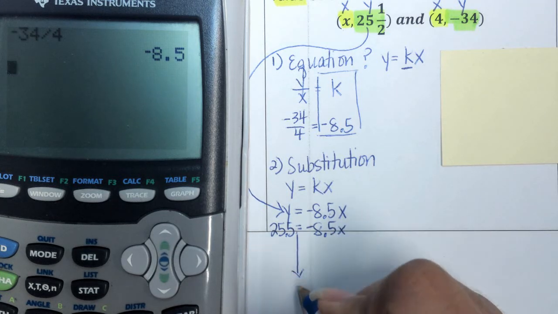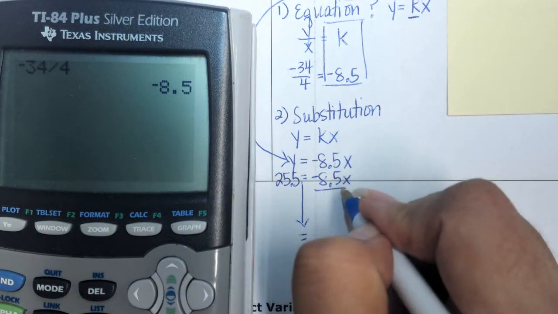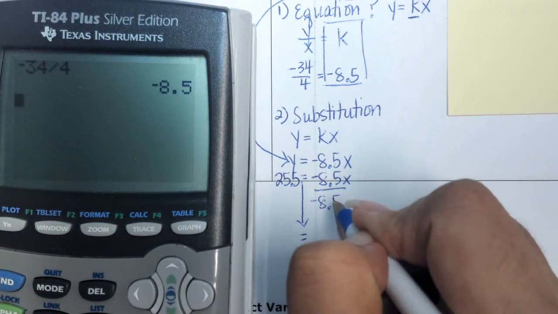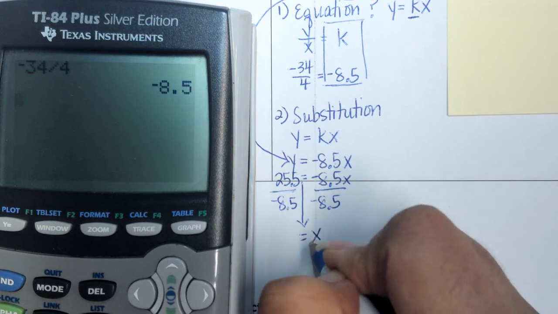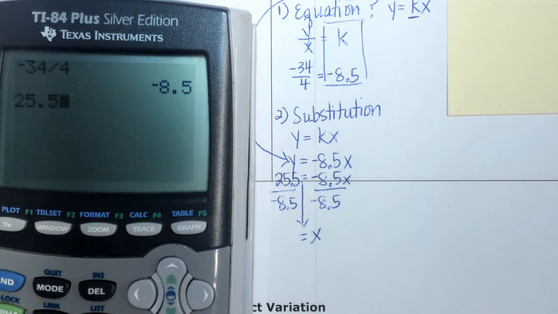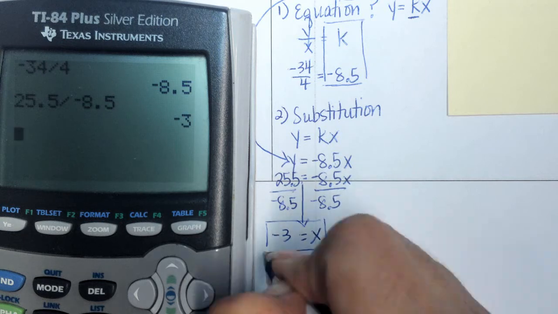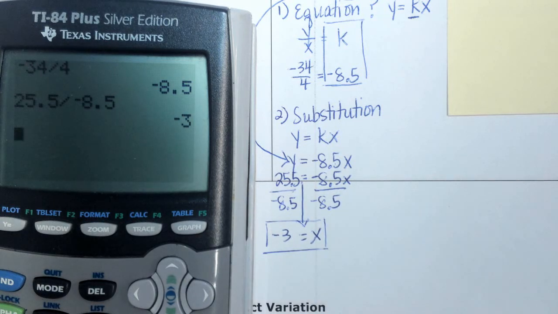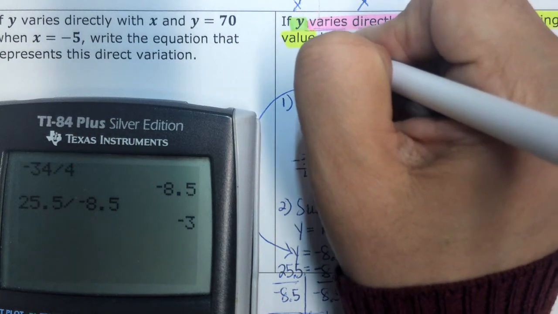To solve this, I'm going to use some algebra. I need to divide both sides by the coefficient, which is negative 8 5/10. So if I say 25 5/10 divided by negative 8 5/10, I get that the value of x is negative 3. So the missing value is negative 3. I'm going to put negative 3 equals x.